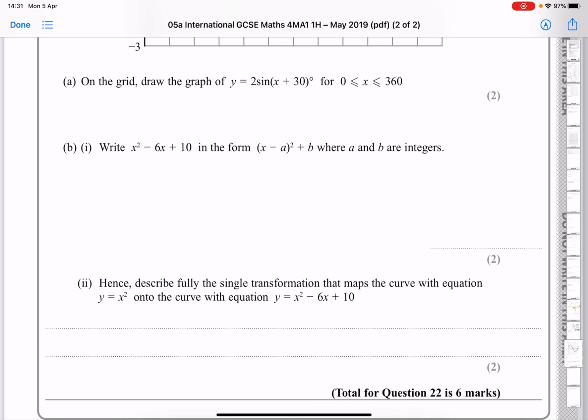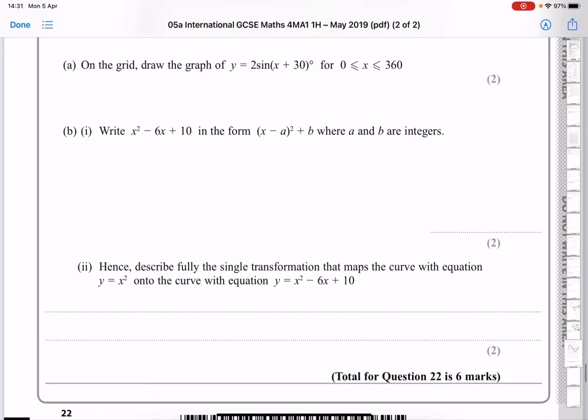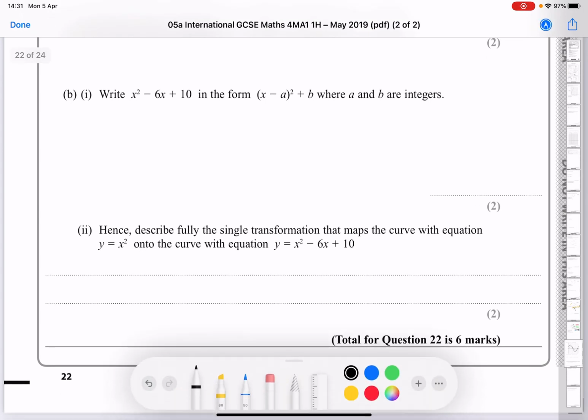Let's crack on. This is a question that we can do because we know how to do completing the square. We should be recognising this as a completing the square question. So we want x minus 3 all squared minus 9, because 3 squared is 9, plus 10. And simplify that. x minus 3 all squared minus 1. Where did I get the 3 from? Where does minus 3 come from?